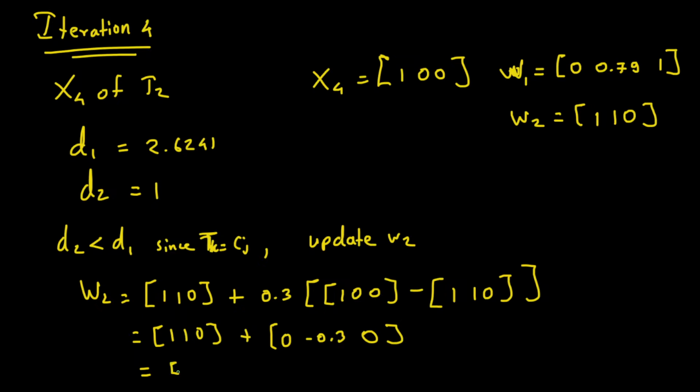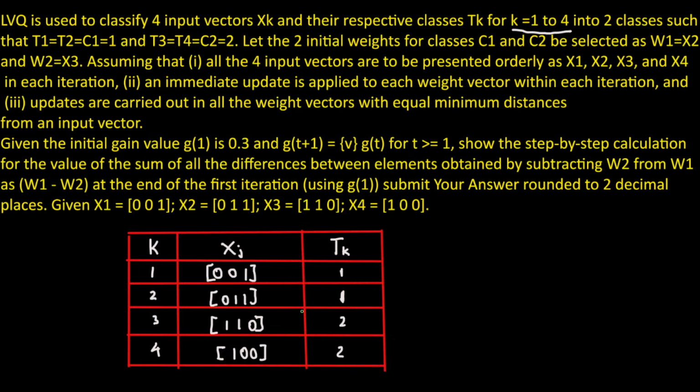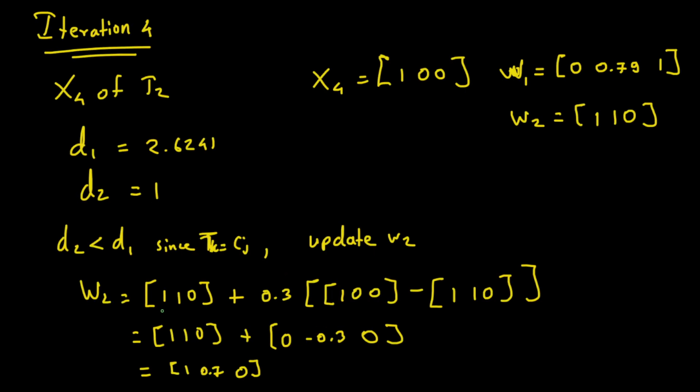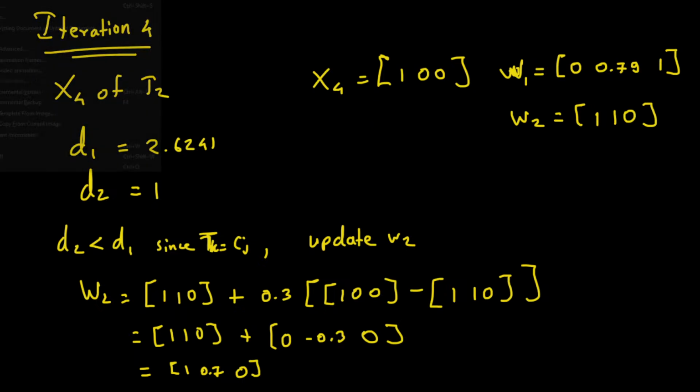Okay, and then when you add them, you're going to have this one turn into 0.7, so we're going to have 1, 0.7, and then 0. Okay, this is our final W2, 1, 0.7, 0. Because only 4 iterations we need to do, and we did all of them. Because according to the table, we only have 4 iterations, and we did all of them, and our final W1 is this 0.791. We can mention it here.